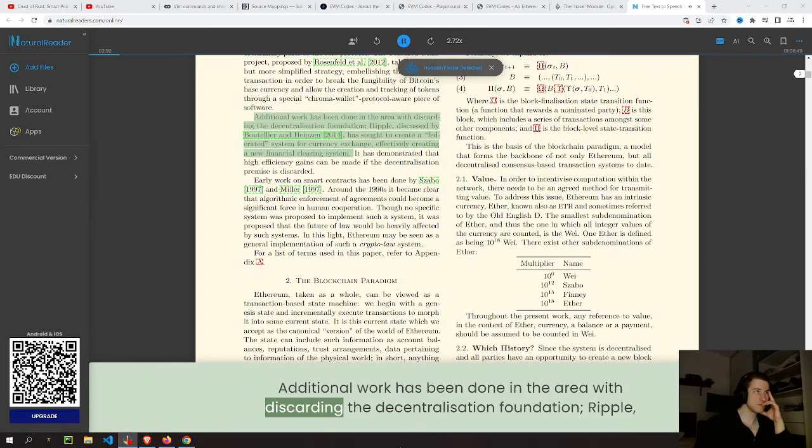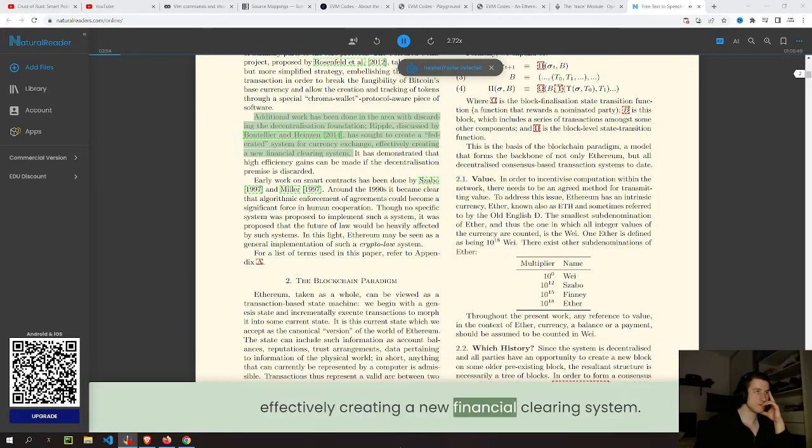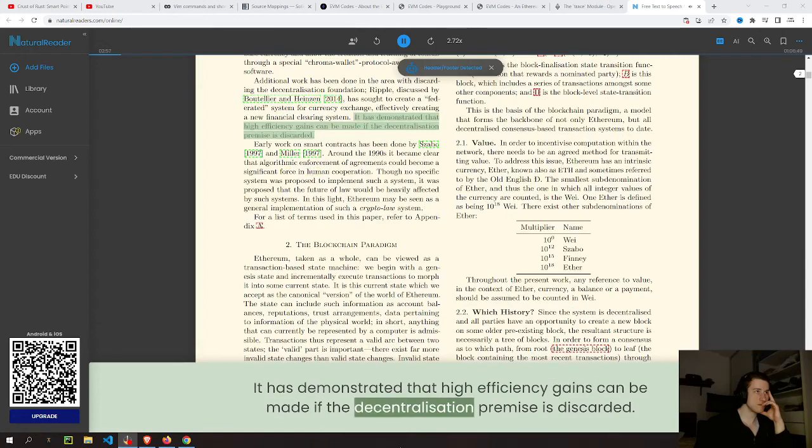Additional work has been done in the area with the starting of the Ripple Foundation. Ripple, discussed by Boutellier and Heinzen, has sought to create a federated system for currency exchange, effectively creating a new financial clearing system. It has demonstrated that high efficiency gains can be made if the decentralization premise is discarded.